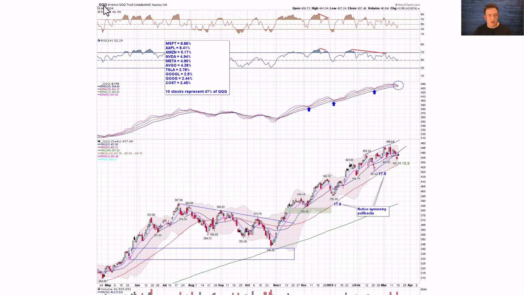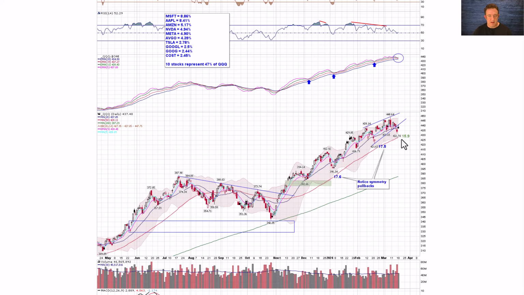Next, moving on to the triple Qs. Here's the triple Qs. Now the Qs look a little bit more vulnerable, and they did get slightly below their 20-day moving average on Friday, recovered it today. But notice you have a wedge pattern here, and we back tested the broken wedge trend line. So that is technically resistance here, right?